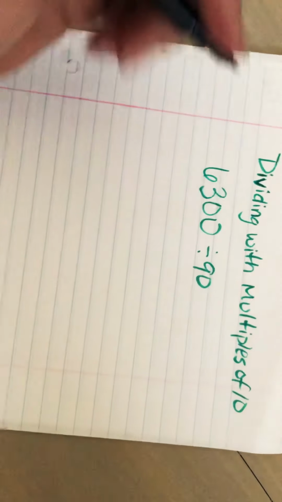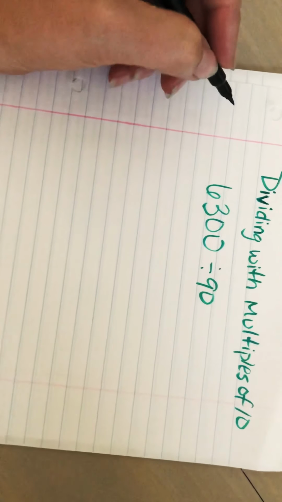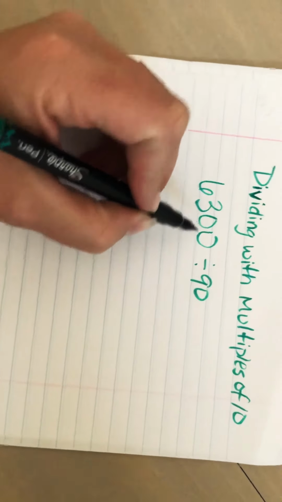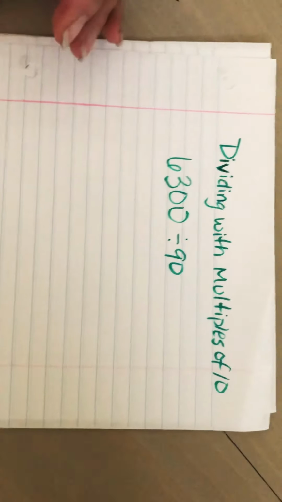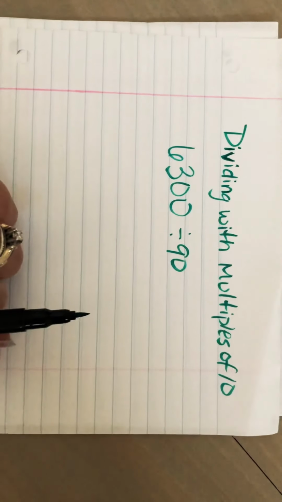Multiples of 10 are any number that ends in a 0, or multiples of 100, any number that ends in 2 zeros. And there's a little bit of a shortcut because in 5th grade, we're going to do bigger numbers. We're going to have bigger divisors, and we need to be able to know how to solve these questions. Tomorrow, we're going to use estimation, and we need to know what to do with these zeros.